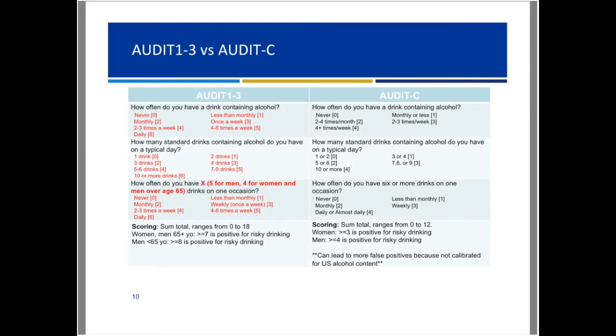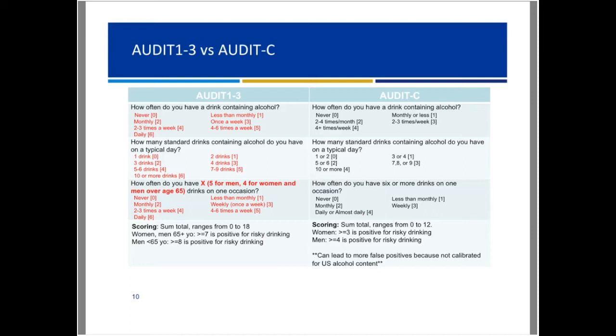And also notice here that in the final item, it has been modified so that it reflects the drinking rates for men and women and men over age 65. So this helps it to line up more closely with the recommendations from the National Institute of Alcohol Abuse and Alcoholism. Whereas here in the Audit C, those adjustments have not been made.